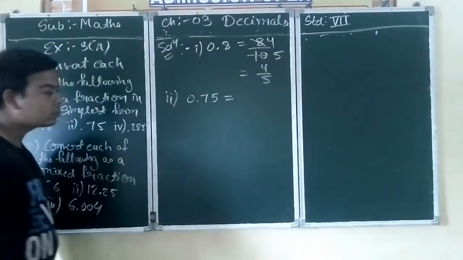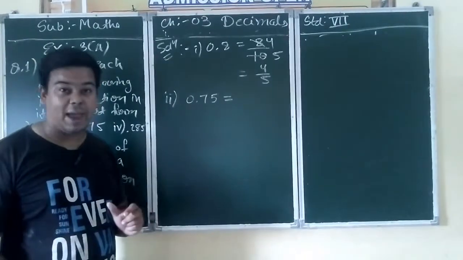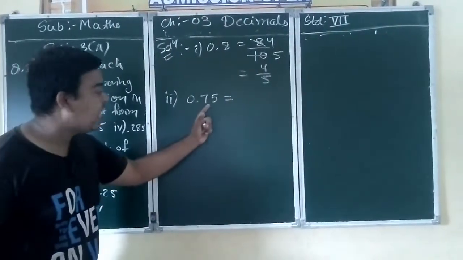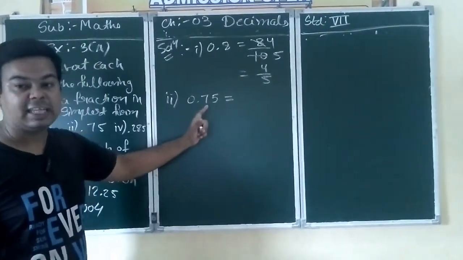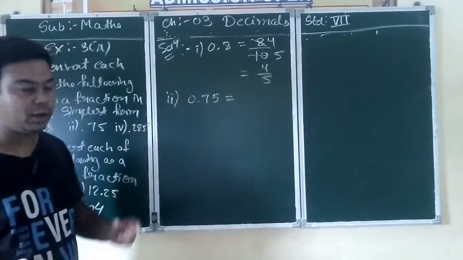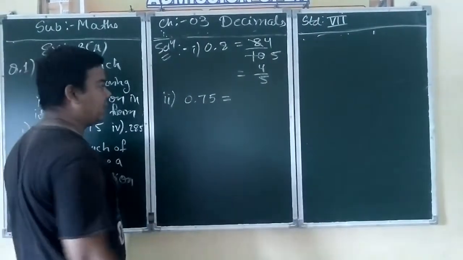0.75. We do not call it 0.75, we call it 75, because this is the decimal part. The decimal part value we only read. Okay. So 75.